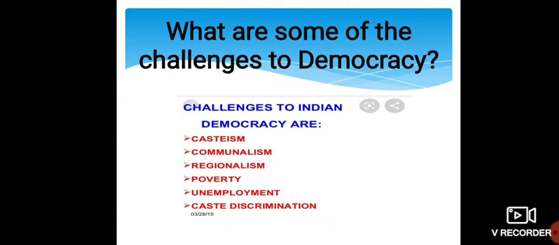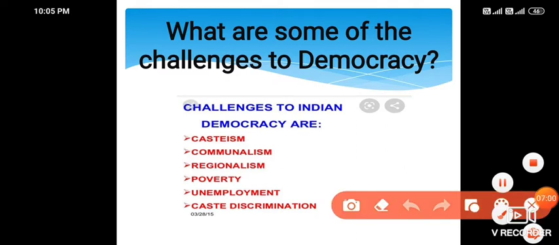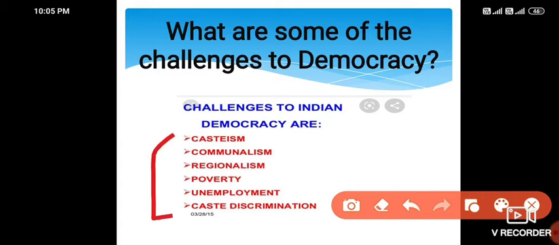Now, what are some of the challenges to democracy? Besides having all the advantages, we know that democracy has lots of advantages. Still, it also has some challenges as well, right? So what are some of the challenges to democracy? Here they are given six points. So first one, casteism, communalism, regionalism, poverty, unemployment, and caste discrimination.